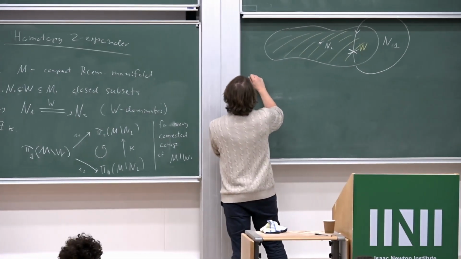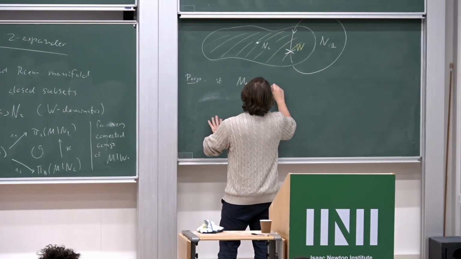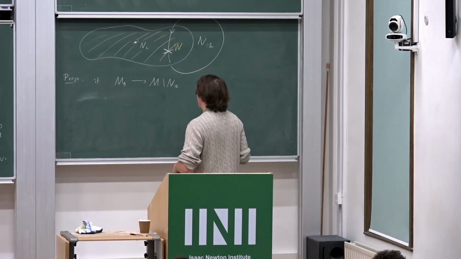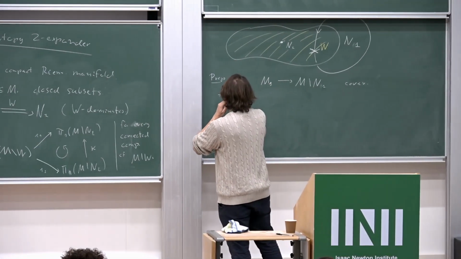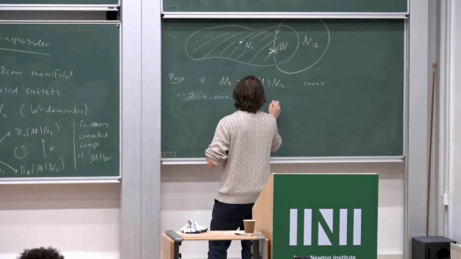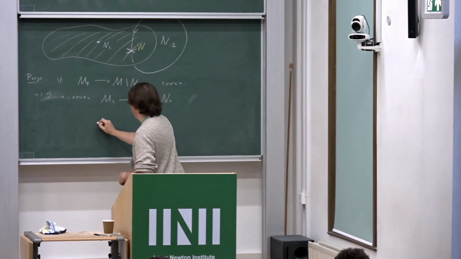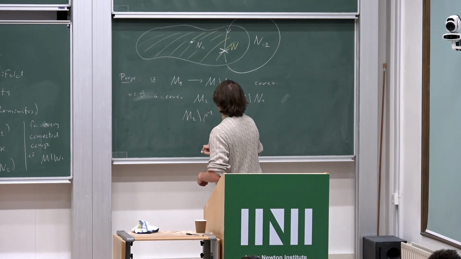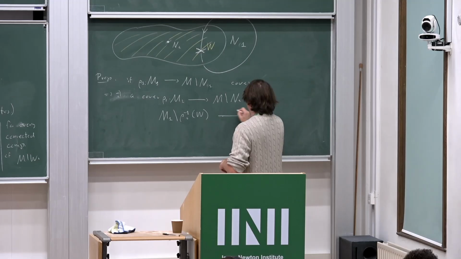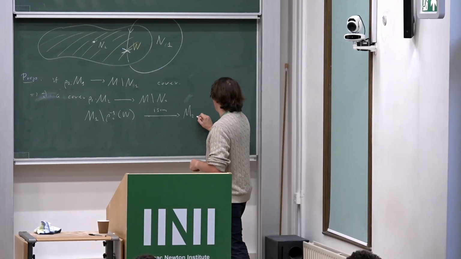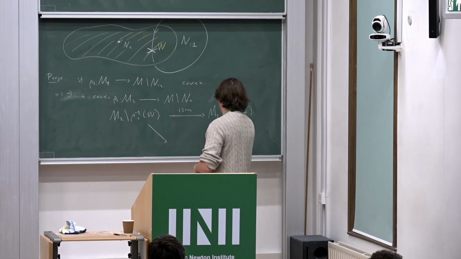So the property that we can get from this W domination is that if M1 is a branched cover of M with branching locus N1, then there exists a cover M2 branched around N2 such that the covers, let's call them rho 1, rho 2, M1 without the preimage of W is isometric to M2 without the preimage of W. Yeah, they both cover M.